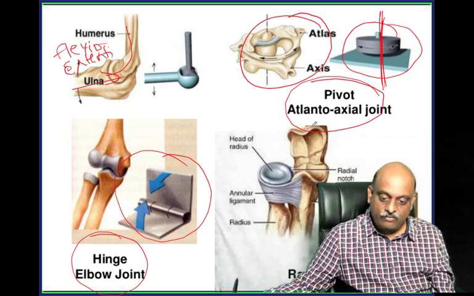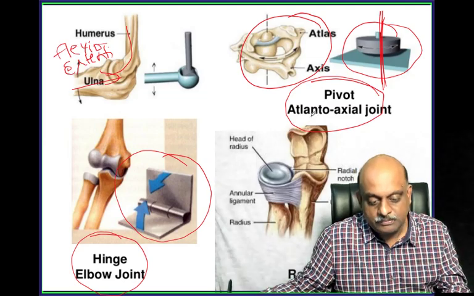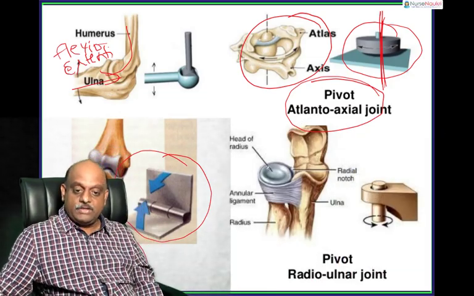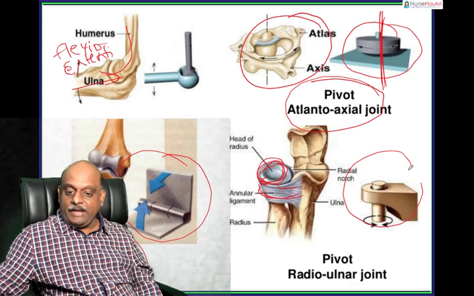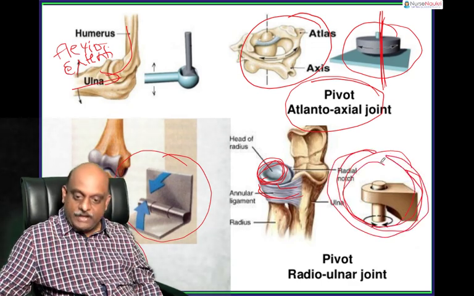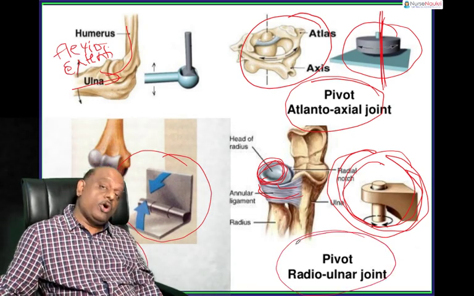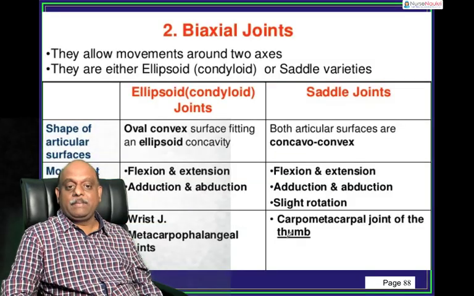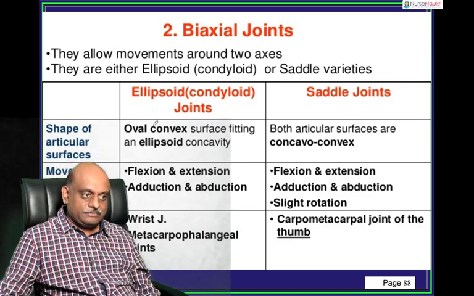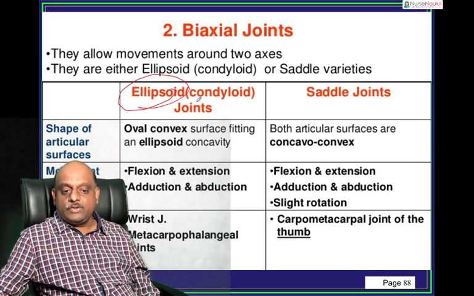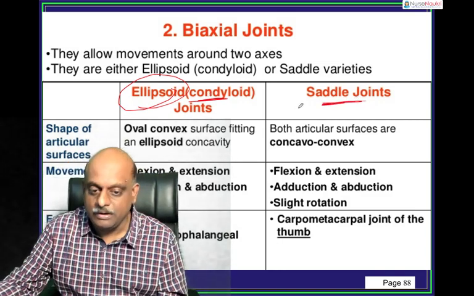One more example of the pivot joint is the head of the radius. This is the annular ligament. Supination, pronation, supination, pronation, how is it happening? Because the radio-ulnar joint is a pivot joint, is what you ultimately have to remember. Okay, let us talk about biaxial joints. The ellipsoid joint is also called condyloid, and a saddle joint. These two are biaxial joints.